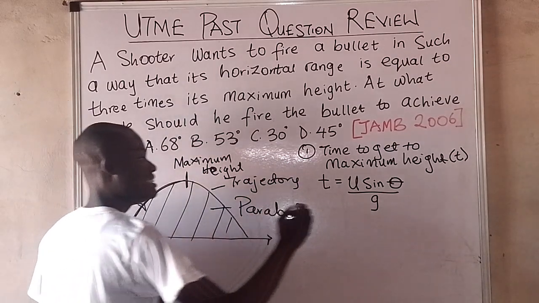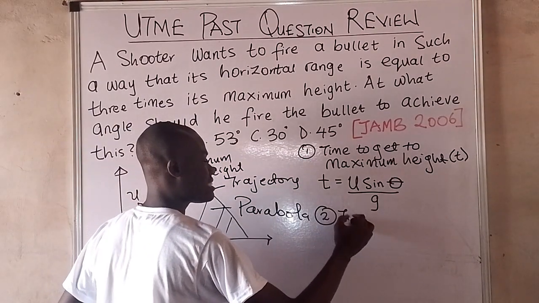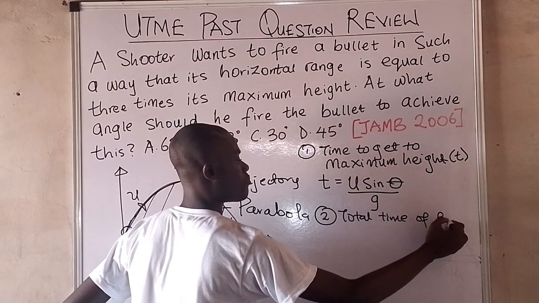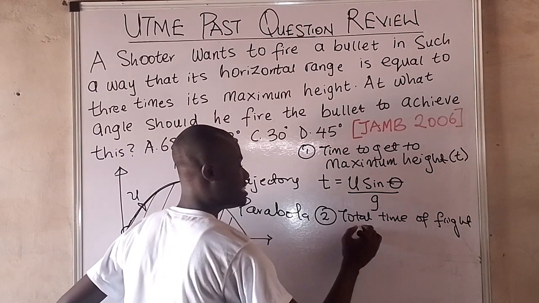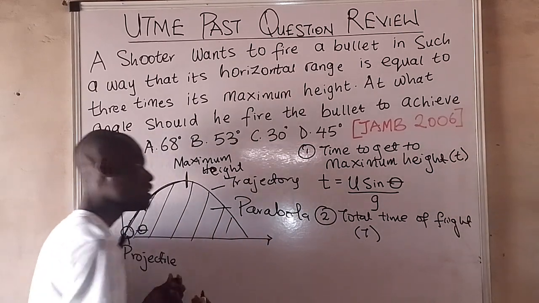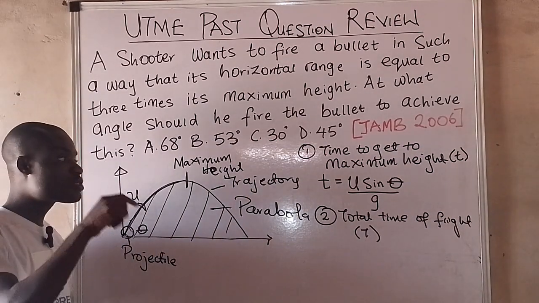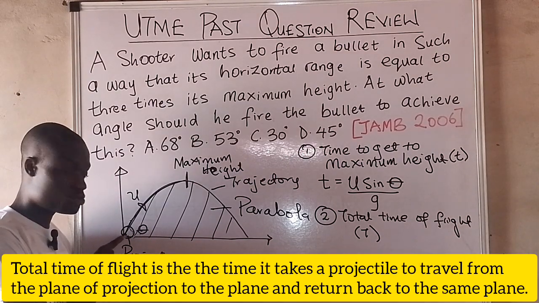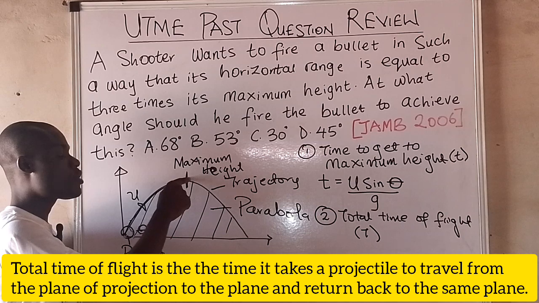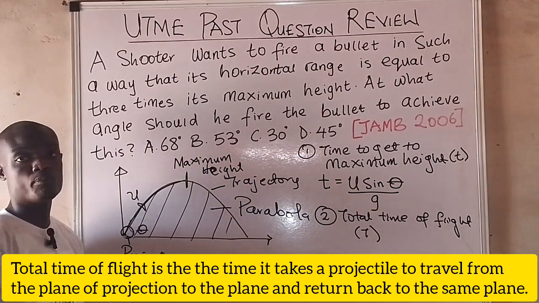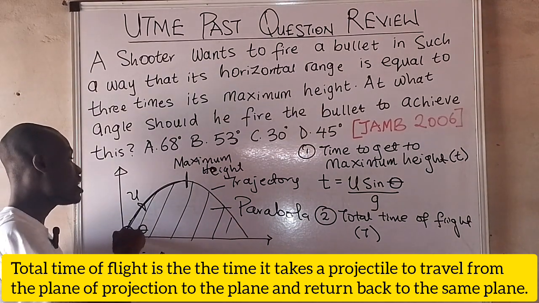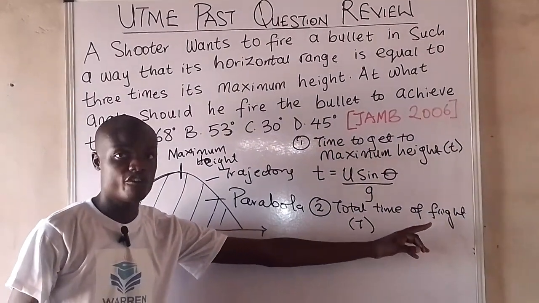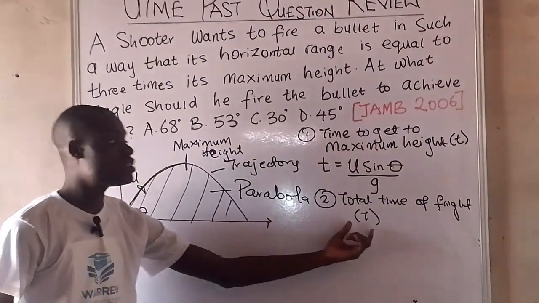Number two, we have the time of flight, or the total time of flight, represented with big T. What is the total time of flight? It is the time it takes the body to leave the point of projection, get to the maximum height, and return back to the point of projection. That is why we call it the time of flight.